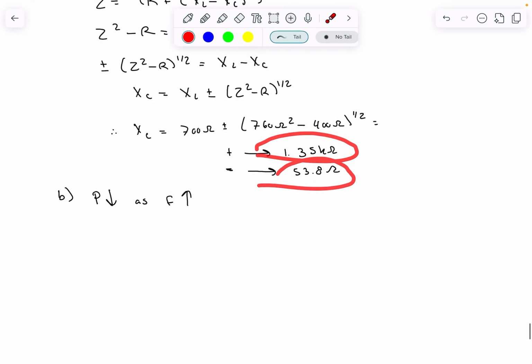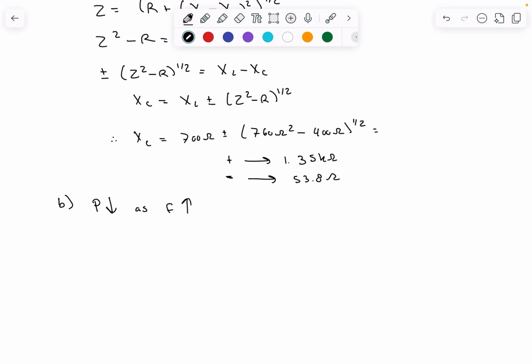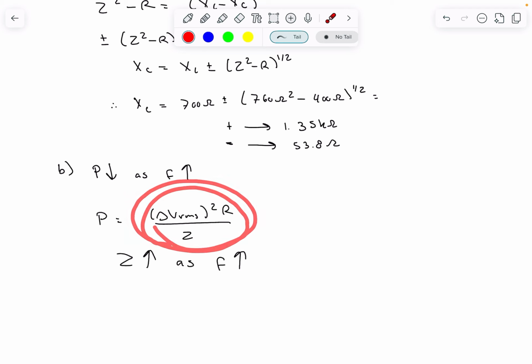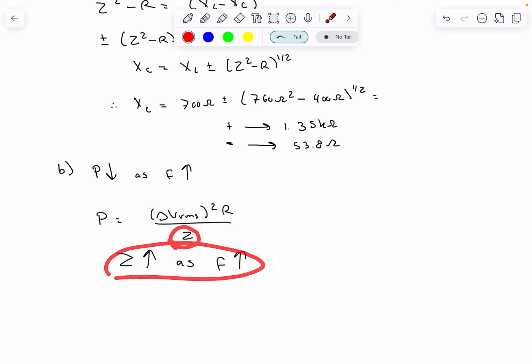So what does that mean? Let's first write out our equation for P, where P is equal to delta V RMS squared times R divided by Z squared. So that means that Z has to increase as the frequency increases, right? Because we're saying that this decreases as frequency increases. The only part of this that depends on frequency is Z, so Z has to be increasing.